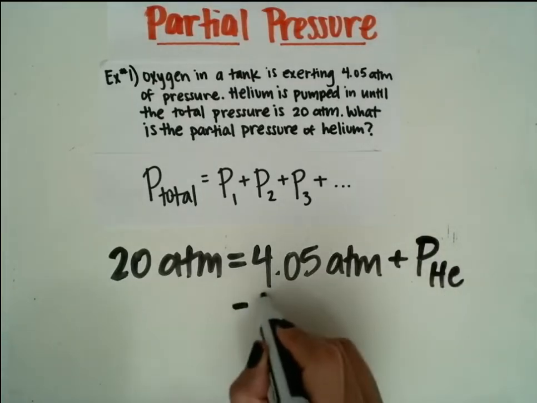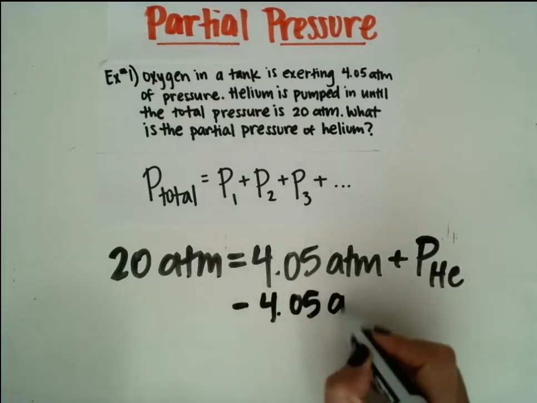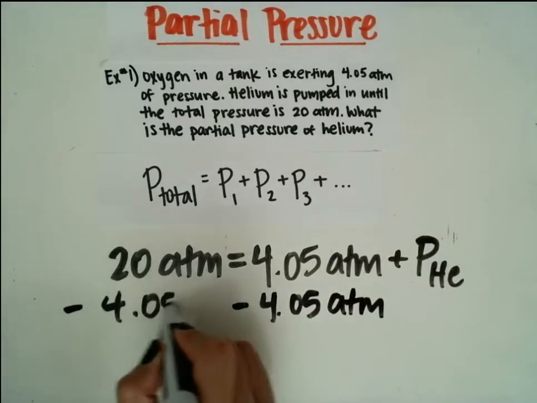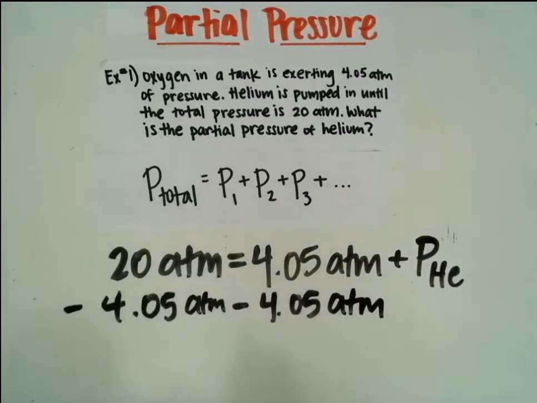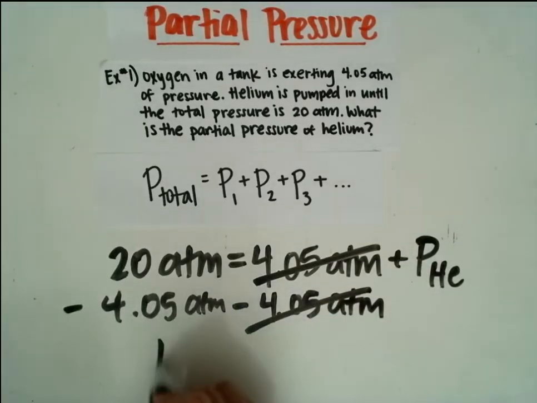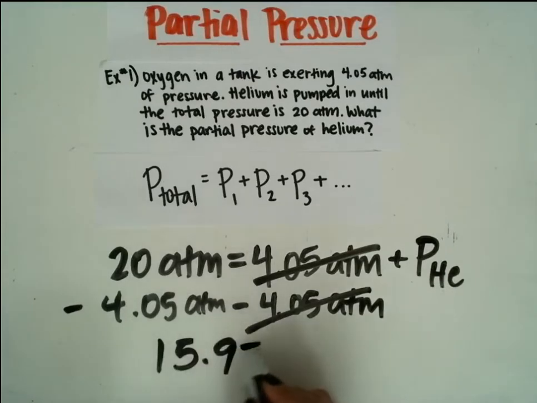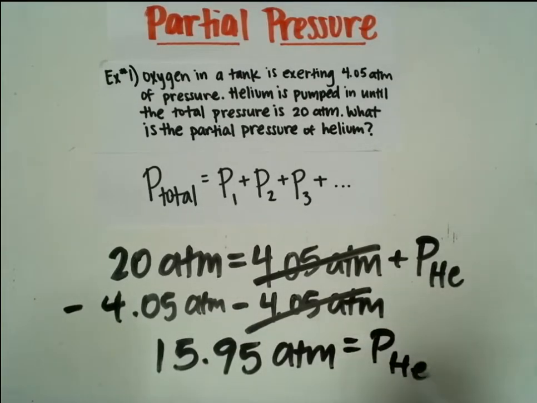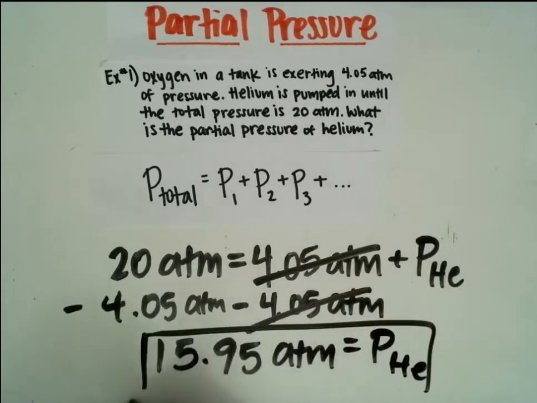So minus 4.05, and whatever I do to one side, I have to do to the other side. Okay, so this cancels out. 20 minus 4.05 gives me 15.95 atm, and that is the partial pressure of helium.